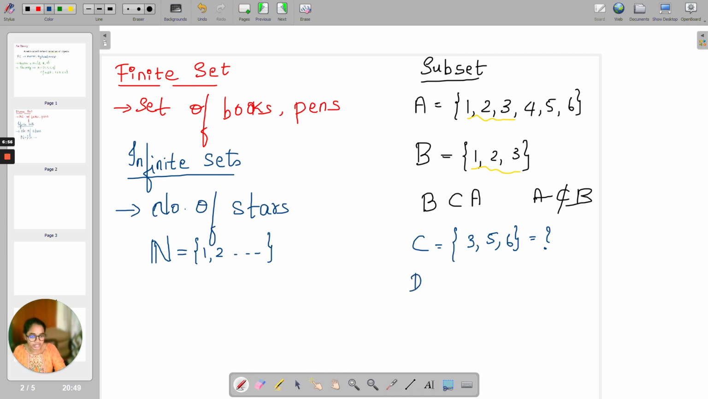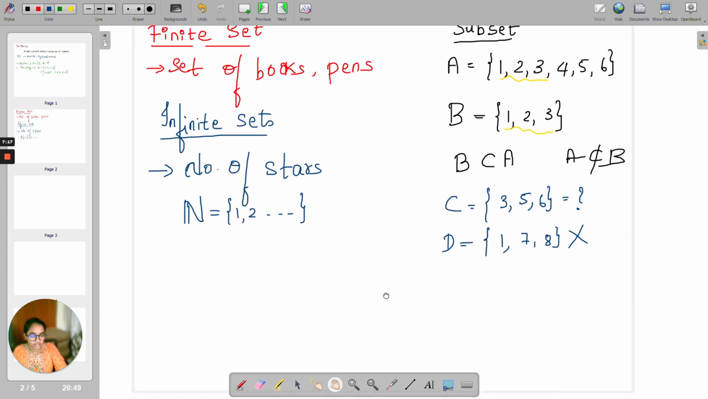Next, let me take a set D. Is this a subset of A? 1, 7, and 8? Let me check. Is 1 present in A? Yes. Is 7 present in A? No. Right? So this is not a subset of A.